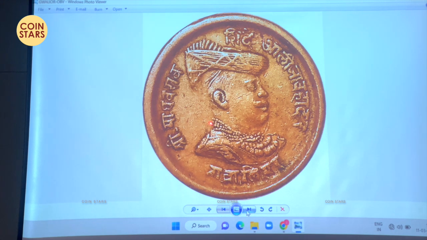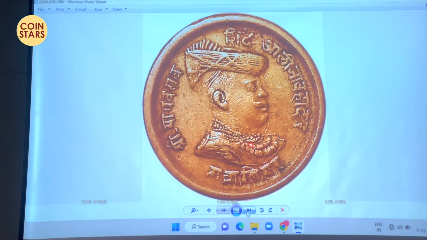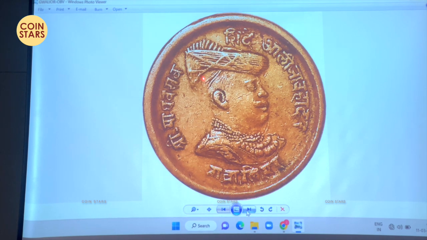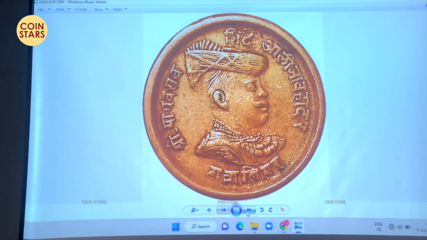Next. Even in this coin, just look at the jewellery. Madhavrao Scindia. Their original surname is Shinde, but then the British converted it into Scindia.